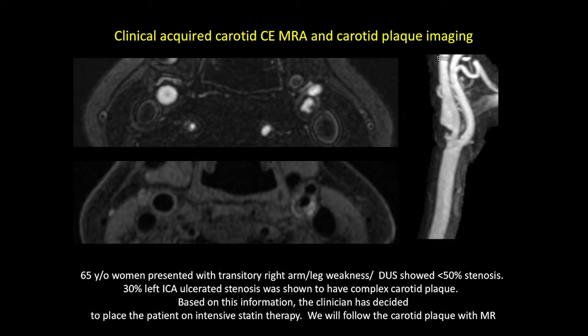This was an interesting clinical patient, a 65-year-old woman. She presented with transitory contralateral arm and leg weakness. And so the clinician was worried, oh, maybe this was a stroke or a TIA. He did an ultrasound in his office, which just showed less than 50% stenosis, and he was thinking, maybe it's seizures, could have been a TIA. Because he knows we routinely offer plaque imaging or vessel wall imaging as part of our clinical carotid MRA, he sent the patient to us, and we indeed did confirm.